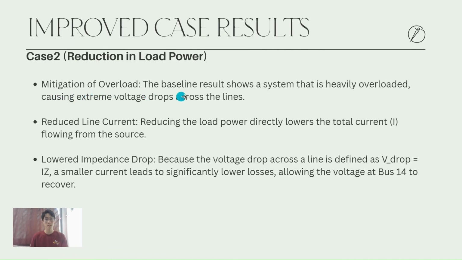Mitigation of overload. The baseline result shows a system that is heavily overloaded, causing extreme voltage drop across the line. Reduce line current. Reducing the load power directly lowers the total current flowing from the source. Lower impedance drop. Because the voltage drop across a line is defined as voltage drop equals I times Z, a smaller current leads to a significantly lower loss, allowing the voltage at bus 14 to recover.